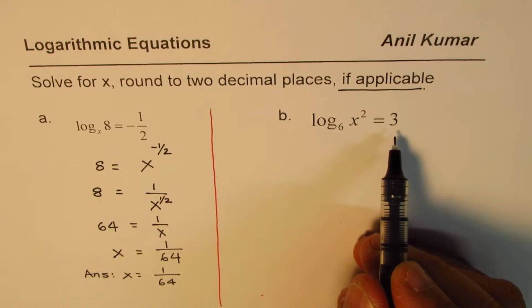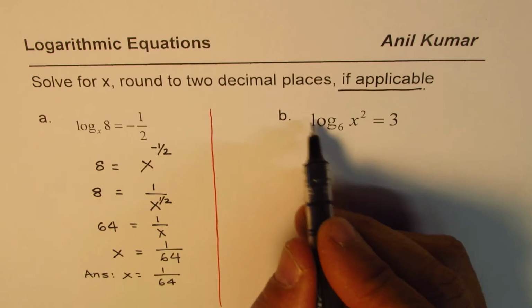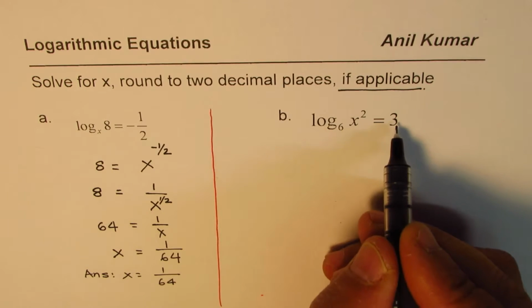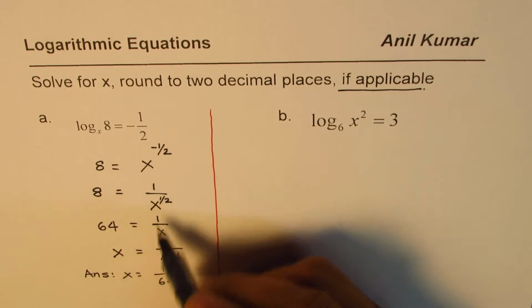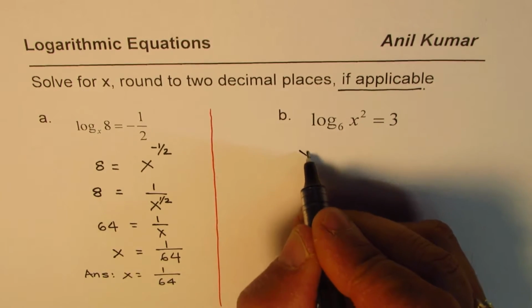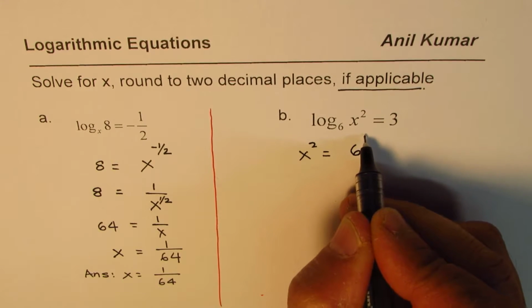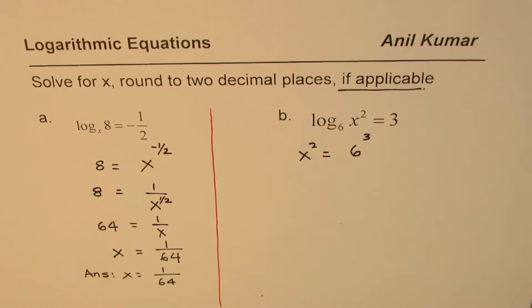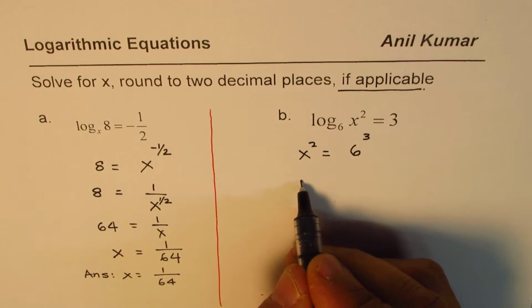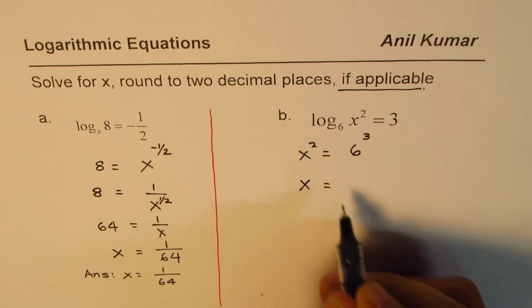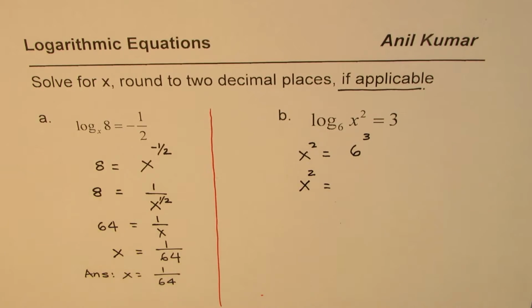Now let's do the next one, which says log to the base 6 of x squared equals 3. Again, same concept. So we'll write this as x squared equals what? 6 is the base, right, to the power of 3. You get an idea, correct? Now what is x equals to? Let me go back one more step. You can do 6 cubed here, correct?